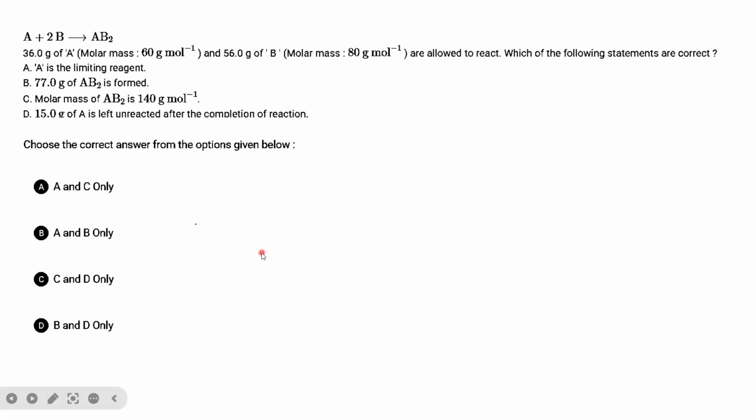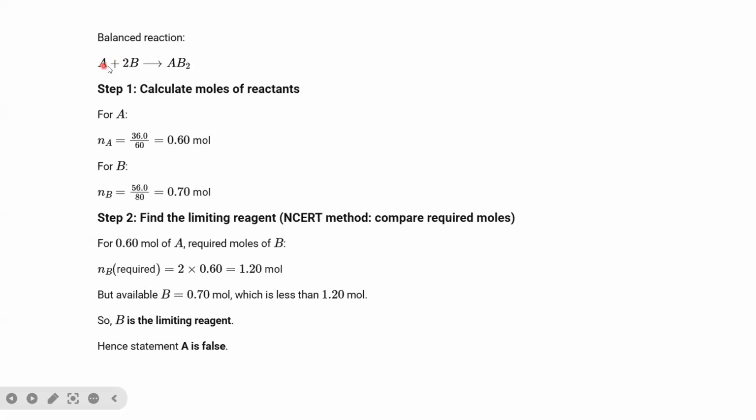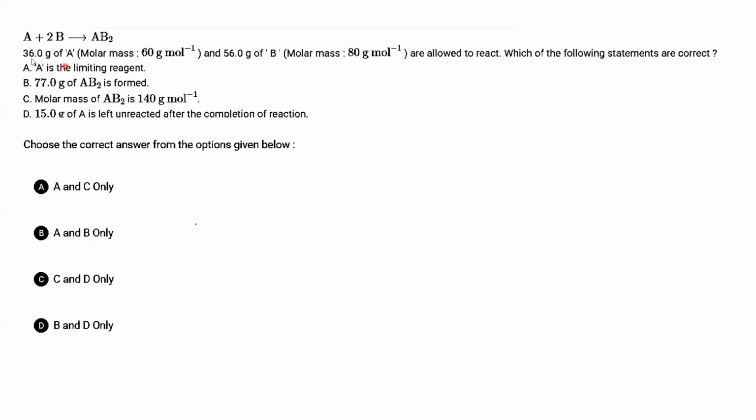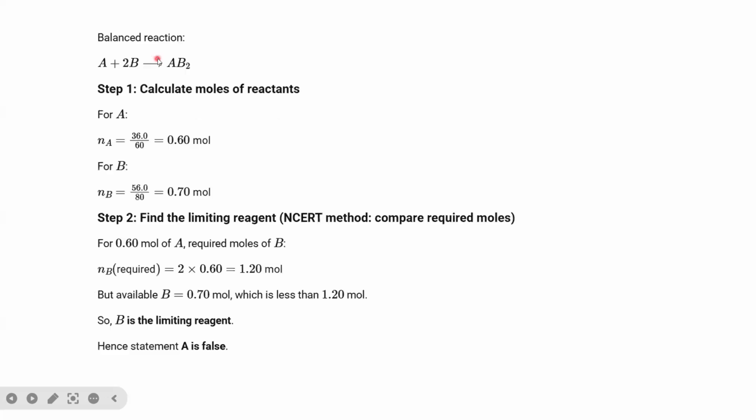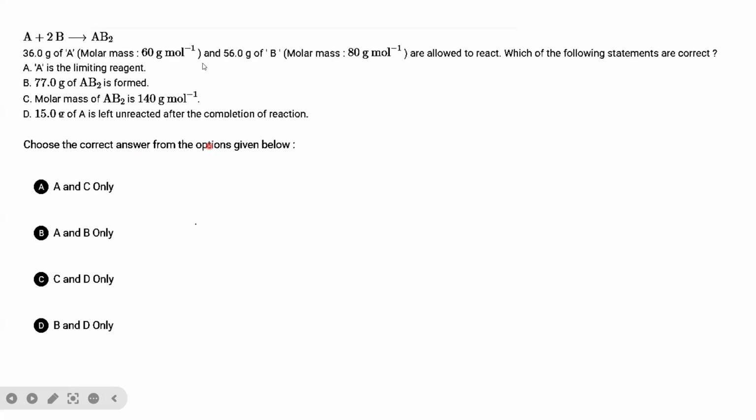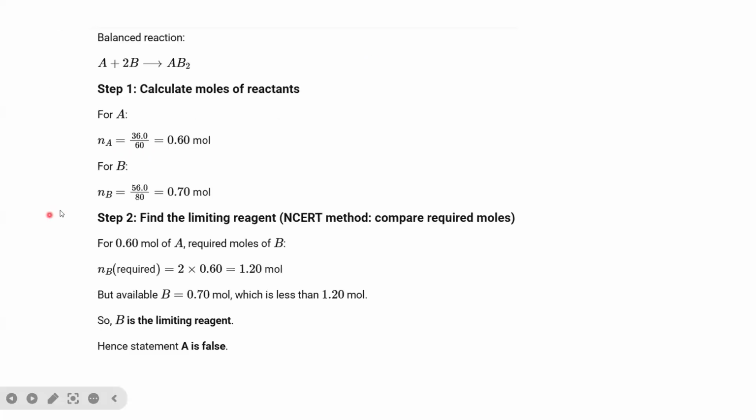Let us solve this. So the balanced equation is A plus 2B gives AB2. We are going to calculate the moles of the reactants in step 1. The number of moles is equal to given mass by molar mass. The given mass of A is 36 gram and the molar mass of A is 60 gram per mole. So 36 divided by 60 is equal to 0.60 mole. For B, the given mass is 56 gram and its molar mass is 80 gram per mole. So the number of moles of B is 56 divided by 80, which is equal to 0.70 mole.